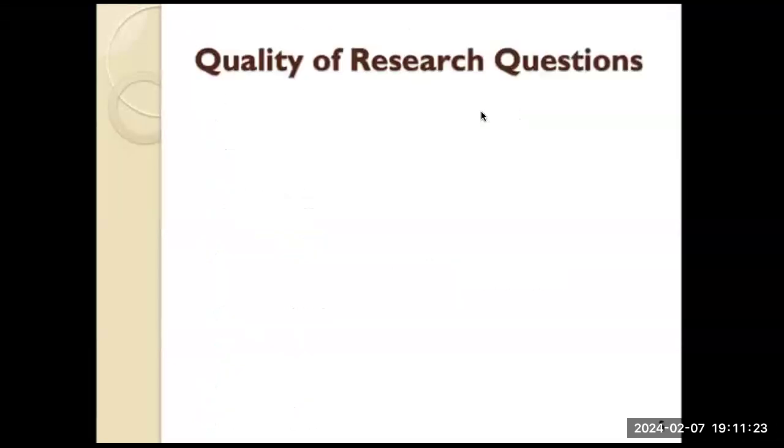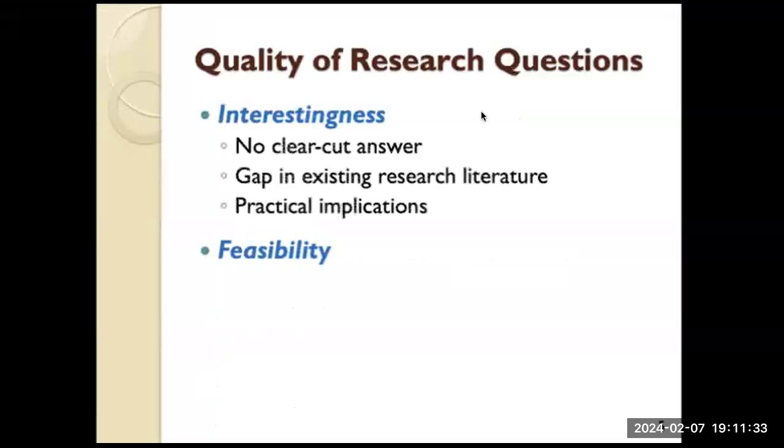All right, quality of research questions. There are really two criteria for quality. One is interestingness, and the other is feasibility. When we talk about interestingness, that means you should not have a research question that is a yes or no answer. That's not interesting, right? You want to have a research question that does not have a clear-cut answer. That's why you have to do research to answer it.